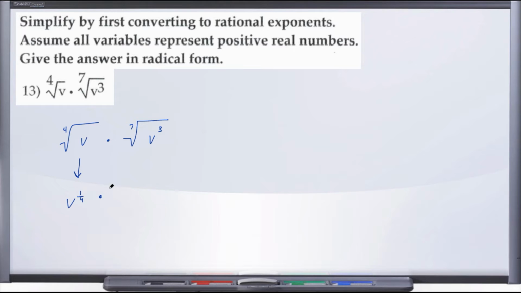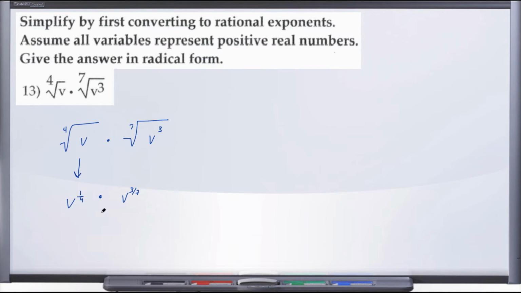And now times, again, we know our base is going to be v. And we now see a power, right? So our power is going to be our numerator. Our root or index will be our denominator. So we have 3 over 7.